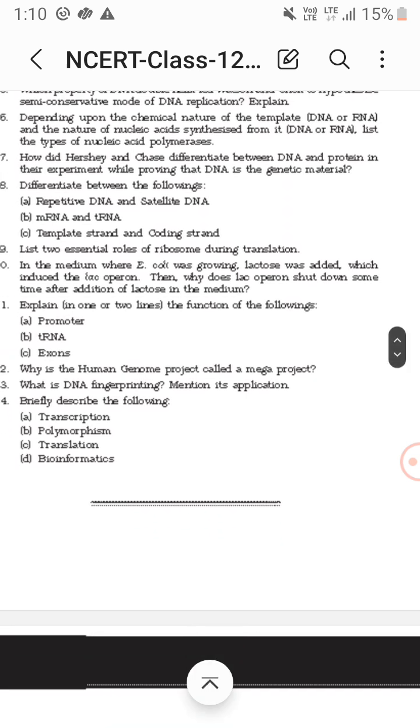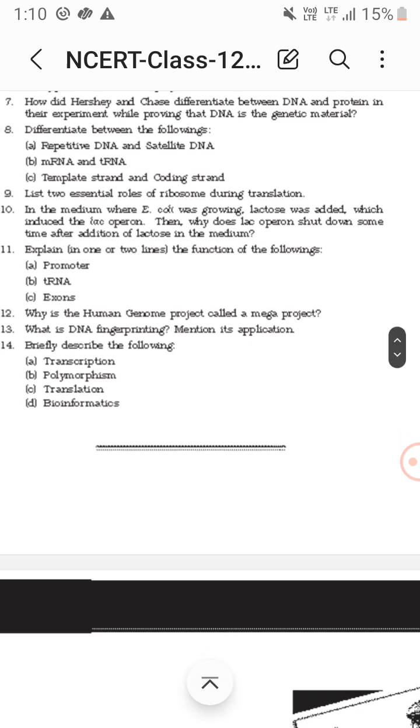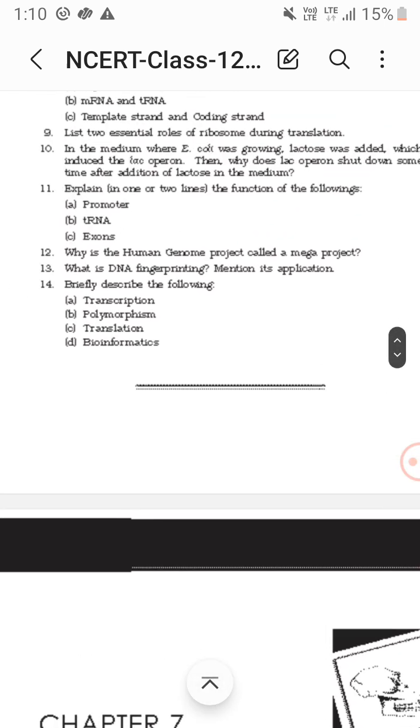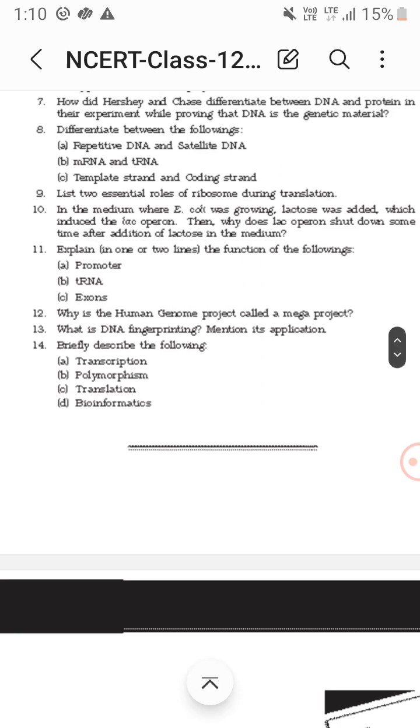Explain in one or two lines the function of the following: promoter, tRNA, exons. Why is the Human Genome Project called a mega project? What is DNA fingerprinting? Mention its application. Briefly describe the following: transcription, polymorphism, translation, bioinformatics.